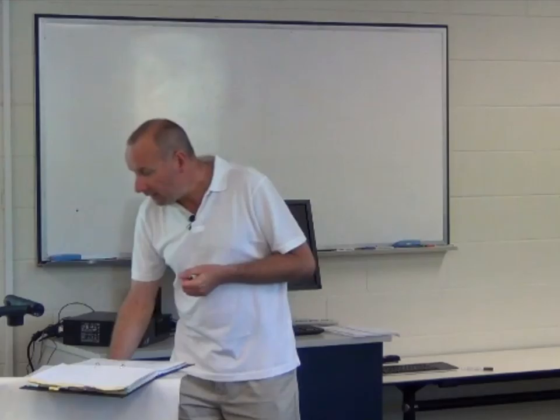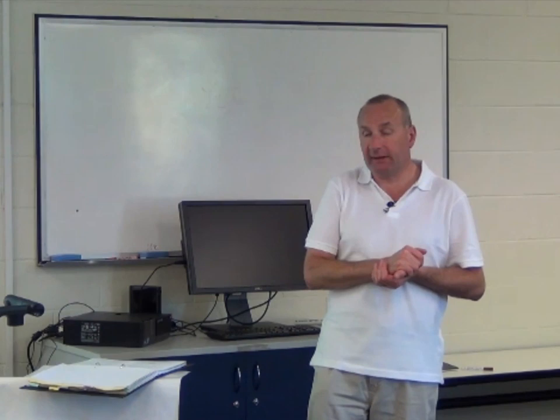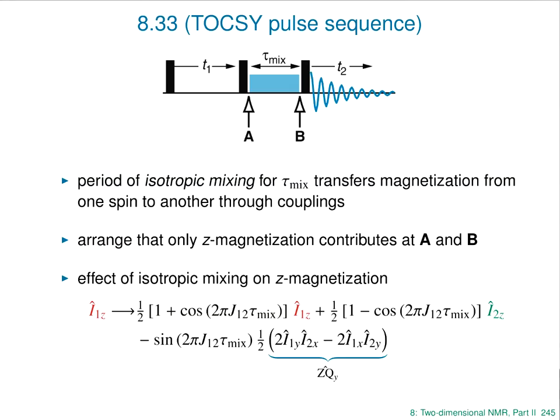Now, the analysis of isotropic mixing is outside what we're able to do with product operators as we have developed them so far. The theory can be extended to describe this, but it's not a trivial extension. So I'll just tell you what happens during isotropic mixing. If you start on I1Z, during a period of isotropic mixing, some of it remains on I1Z, but some of it gets transferred to I2Z. That's shown in green there, and you also get some zero quantum formed.